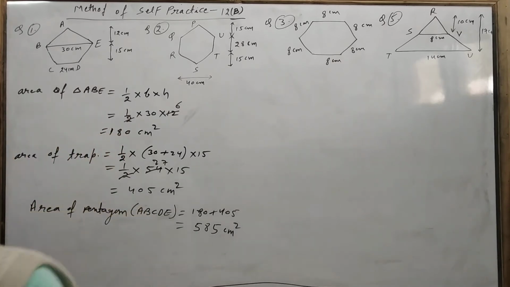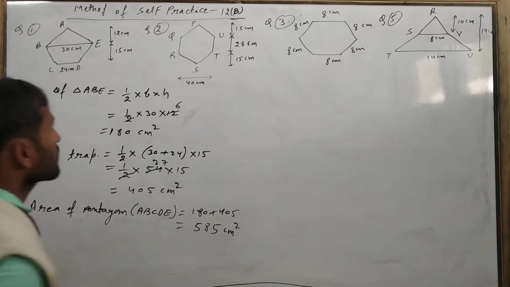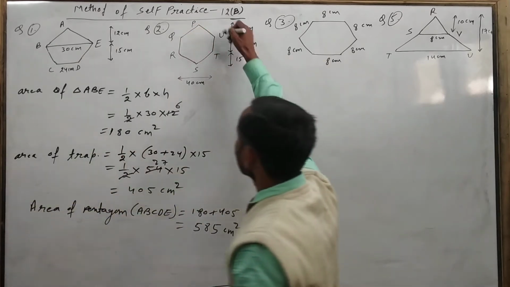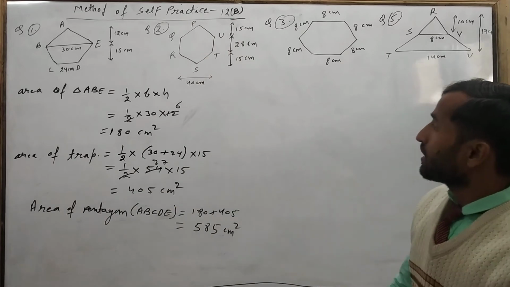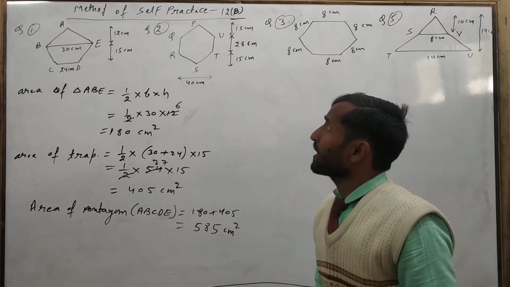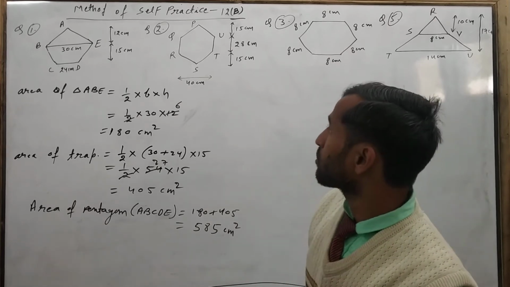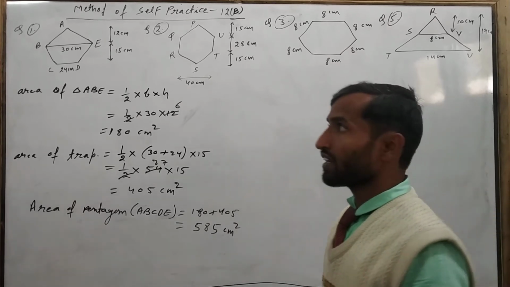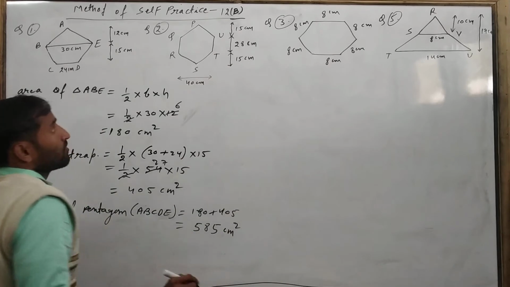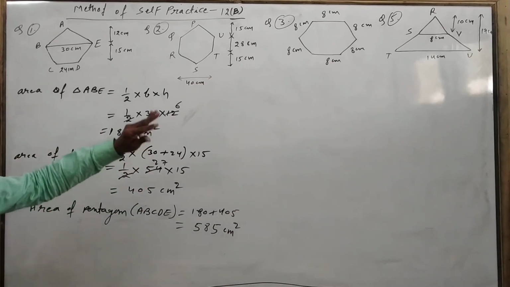Now the next question, number 2. Here a hexagon is given, PQRSTU. This is the hexagon. Here we have to find the area of this hexagon. So how will we find this? Because we don't know a formula for the area of a hexagon. For that we will use some different method.